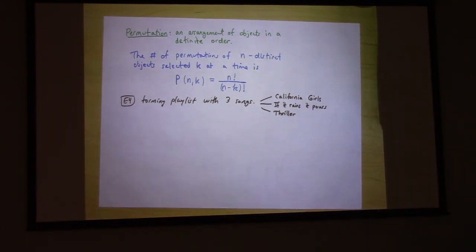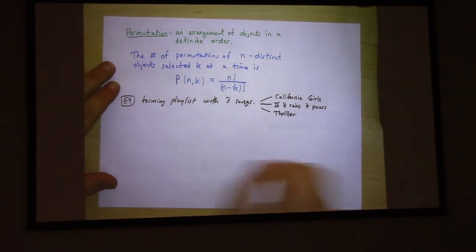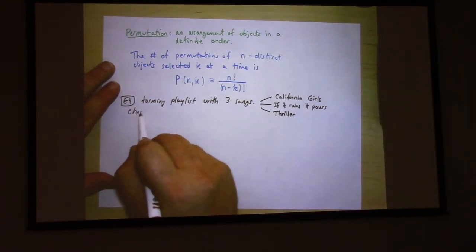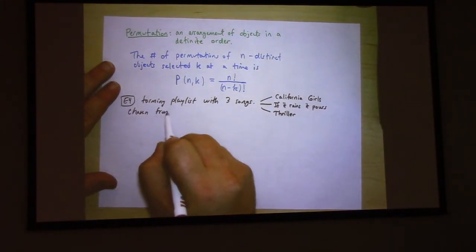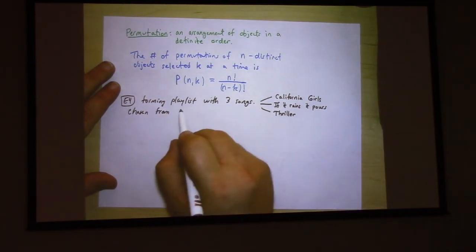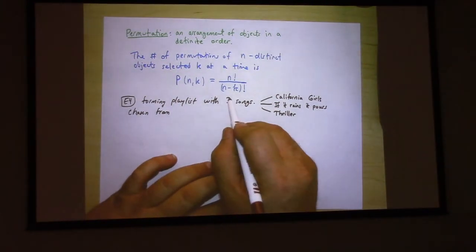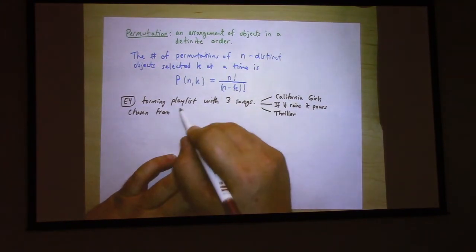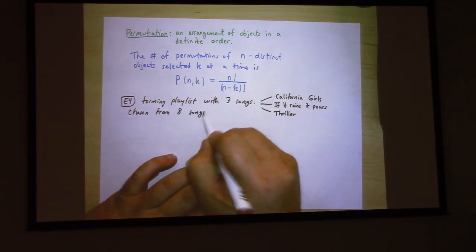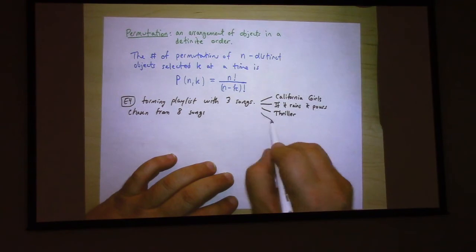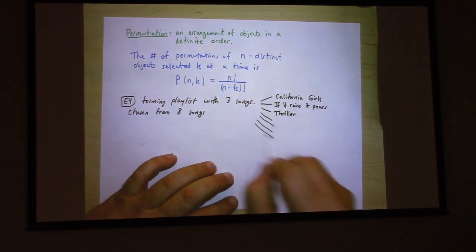So we're with 3 songs, but these are chosen from... oh man, I messed up the example. We need more songs. From 8 songs. All right, so I need 5 more songs.